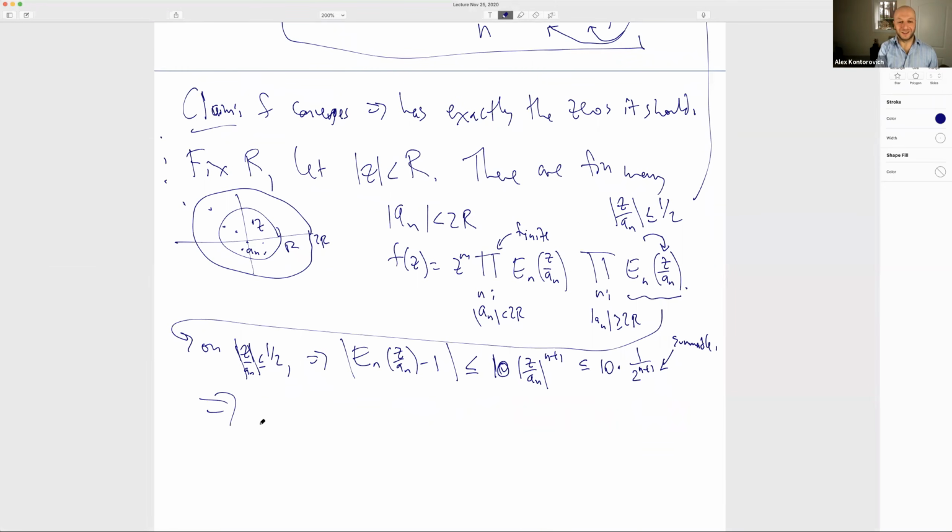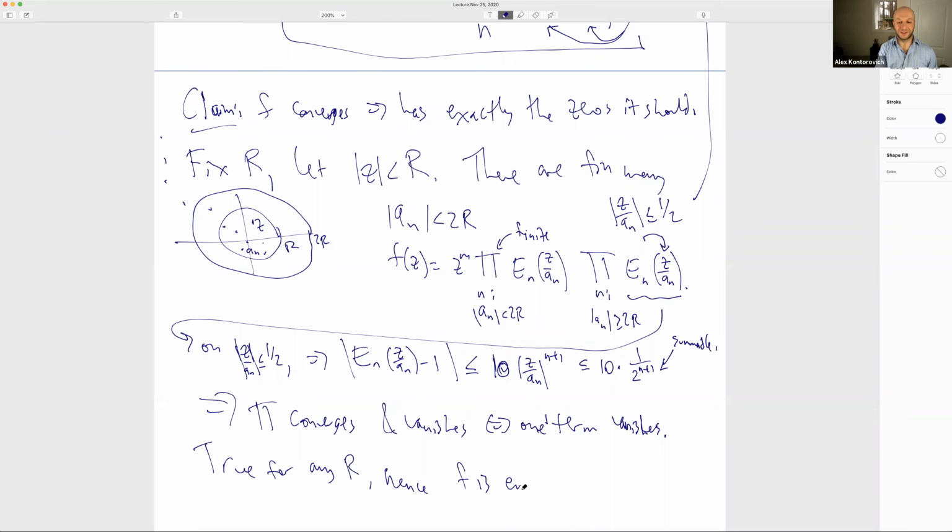That implies this product converges, and since it converges, it vanishes if and only if one term vanishes. In other words, it vanishes at the zeros. This is true for any r. Hence, f is entire and has the right zeros.